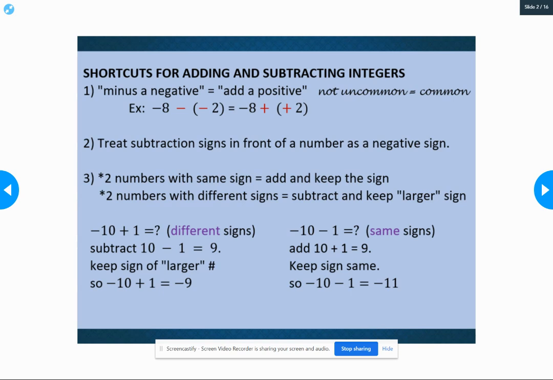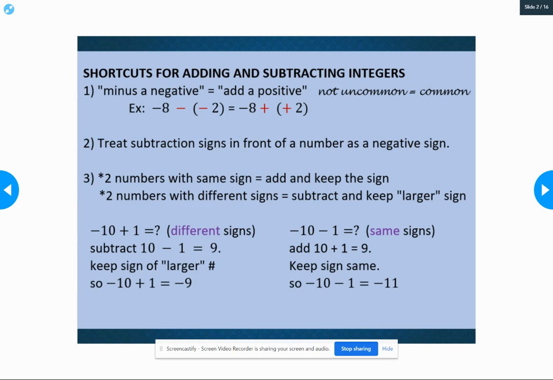Think about "not uncommon." Okay, that phrase, not uncommon. If something is not uncommon, that means it's really common. So the "not" and the "un" kind of cancel each other out. It's kind of the same idea. A minus and a negative kind of cancel each other out. Okay, same idea, kind of.